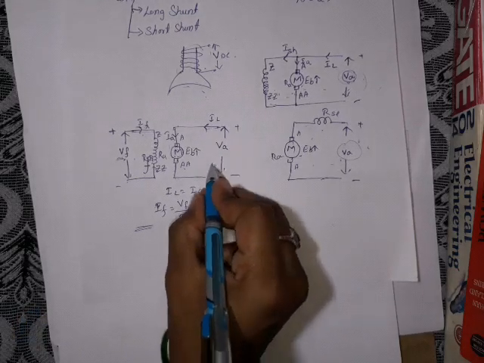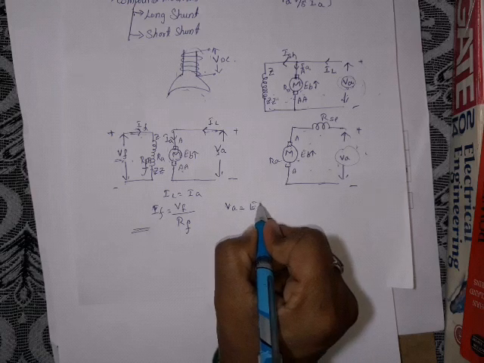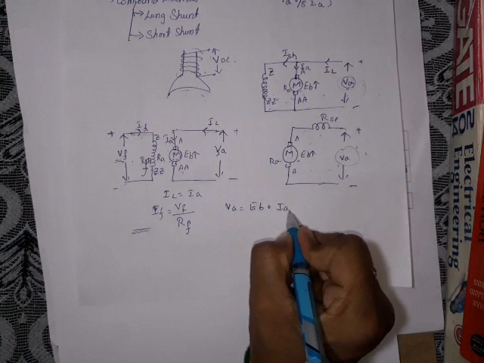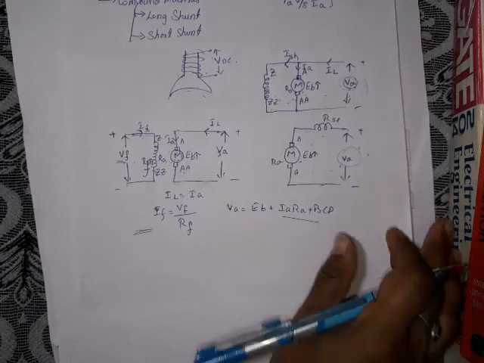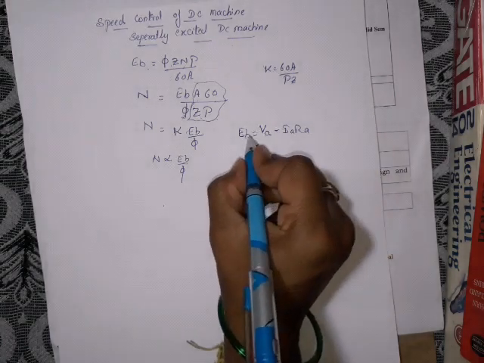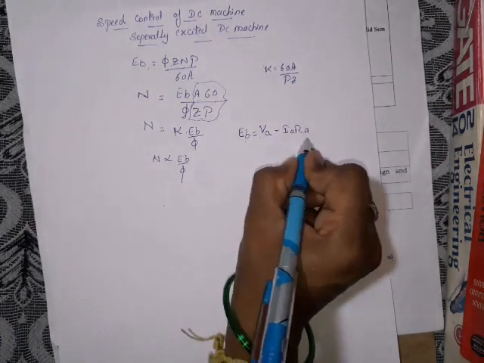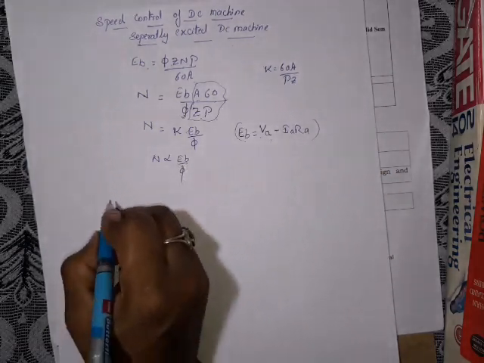You can see here, VA is given by EB plus IARA plus brush contact drop. Brush contact drop will be there, but right now I am not considering that brush contact drop, so I will write EB is equal to VA minus IARA. This is the equation. Let me substitute this here.